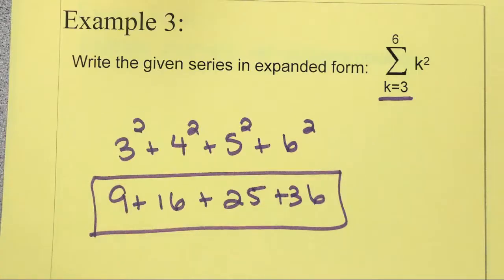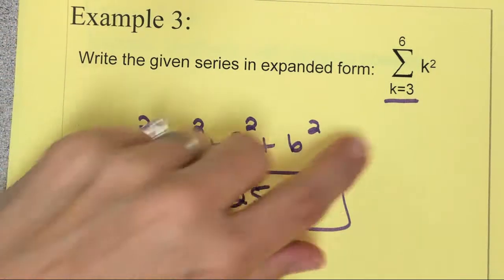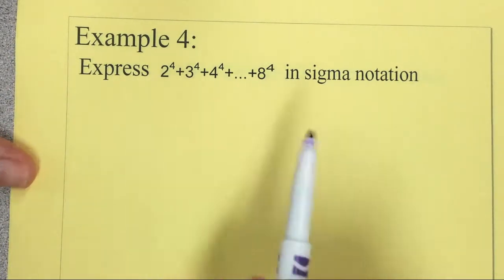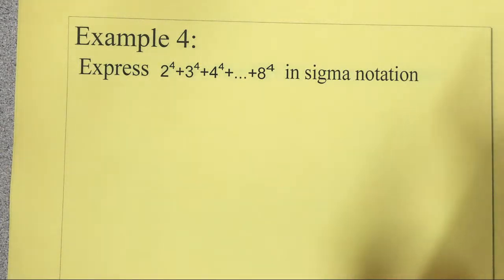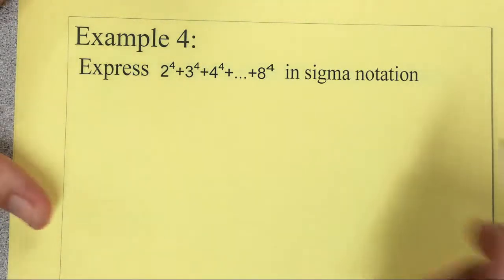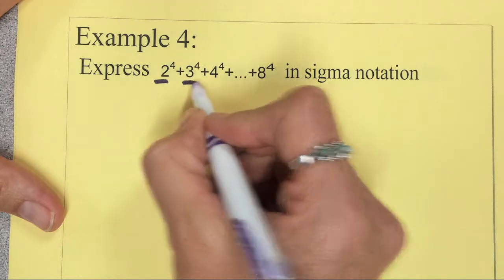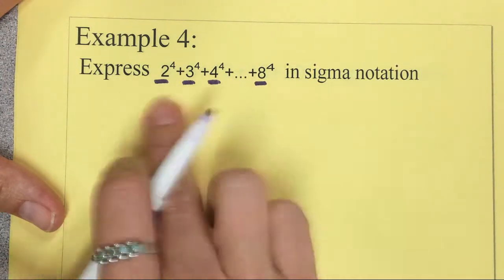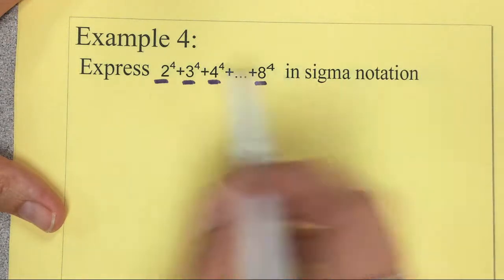All right, so now what we're going to do is go backwards. I'm going to give you the series, and I'm going to show you how to get the sigma. So my strategy when I go backwards is I'm looking for what's changing. Whatever's changing, I'm going to say is going to be my k. So I've got a 2, a 3, a 4, and an 8. So these bases are changing, and every one of these bases is being raised to the power of 4.